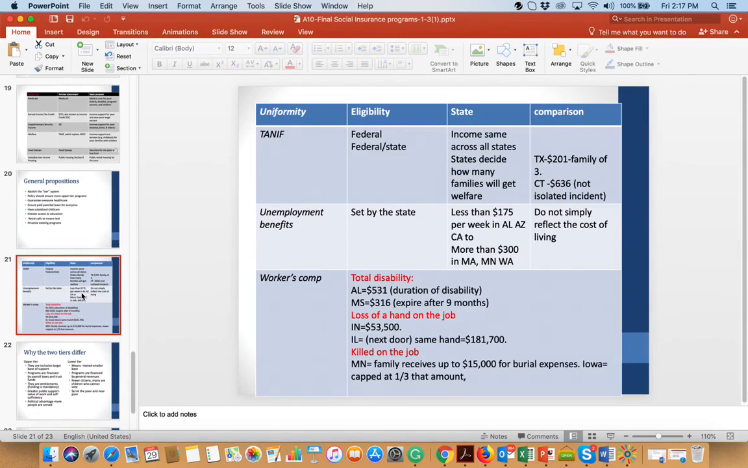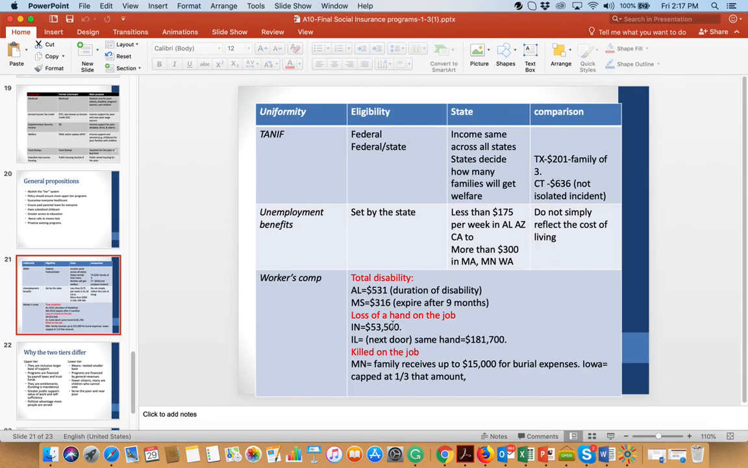Some of the programs are uniform, for example TANF and unemployment benefits. The program that has a big variability is workers' compensation. For example, in Alabama, if you are injured on the job, you get $531 for the duration of that disability. In Mississippi, it expires after 9 months and you only receive $316 a month.